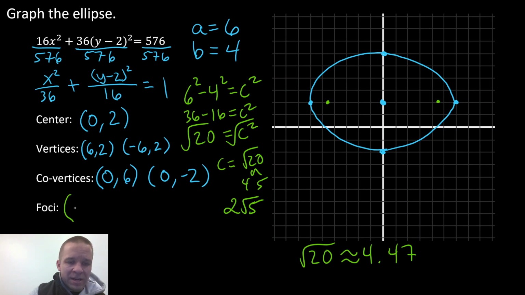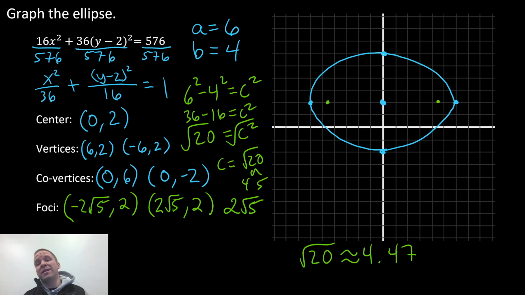So my foci will end up being negative 2 root 5, comma 2, because that y coordinate stays 2. And then positive 2 root 5, comma 2. So I subtracted 2 root 5 from 0, and I added 2 root 5 to 0. If the x coordinate of the center was 3, you could have 3 minus 2 root 5, and 3 plus 2 root 5 for your x coordinates. It's okay to write it as a sum or difference. For this one, since it was 0, it worked out very nicely to just write down what that c value was. It's a beautiful graph. All right, see ya.